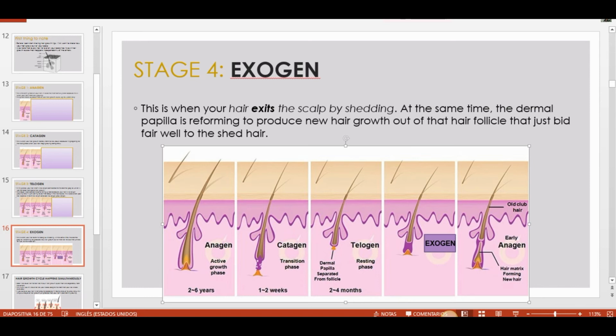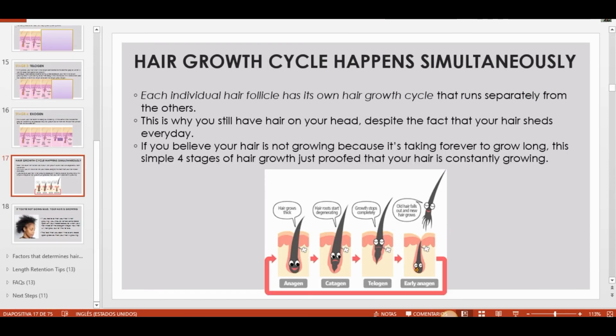So it'll go back to the stage. This is very early right now, that's why it's called the early anagen. And when it comes back here, it'll continue to grow. Your hair will continue to grow for up to 6 years or more, depending on your hair growth cycle. So again, like I said, each follicle has its own hair growth cycle.